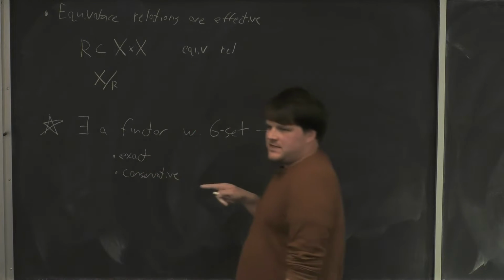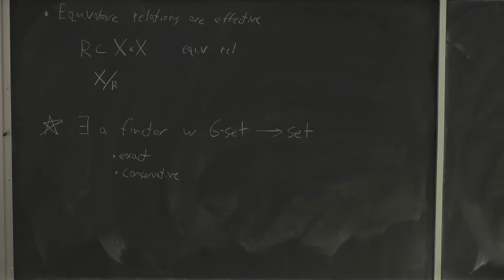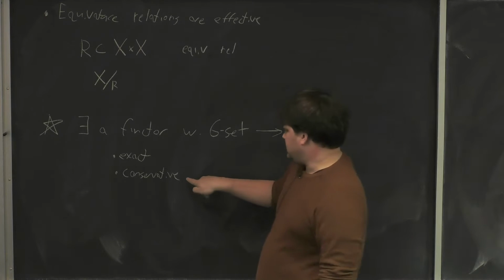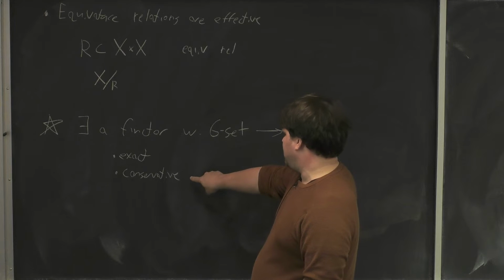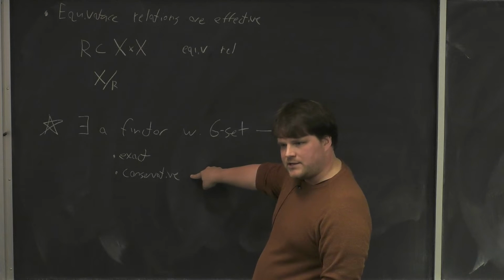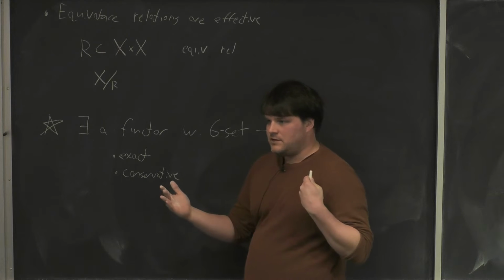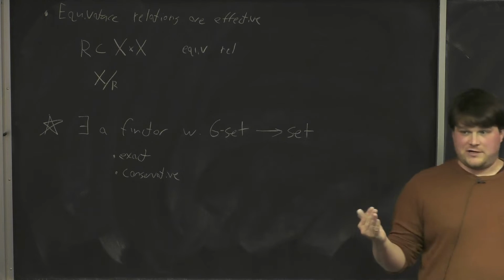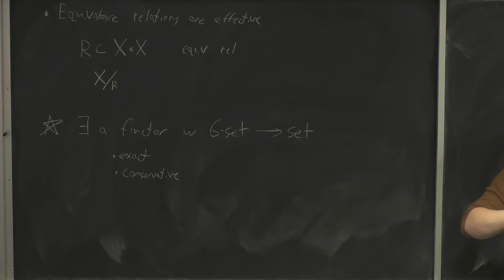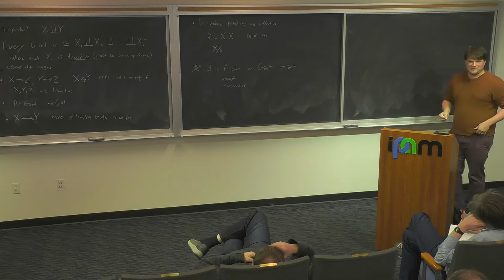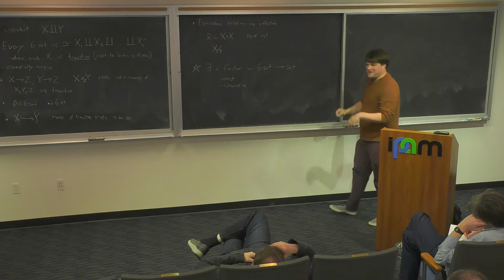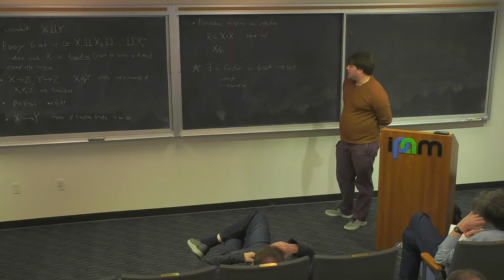Exact means it's going to commute with finite products and coproducts. And then conservative basically says that if the image of some map is an isomorphism, it had to be an isomorphism originally. This just means if you have a map between G sets, and that map is a bijection, then the inverse map is also G equivariant. So this is maybe a nice exercise for an algebra class where you're learning about group actions.